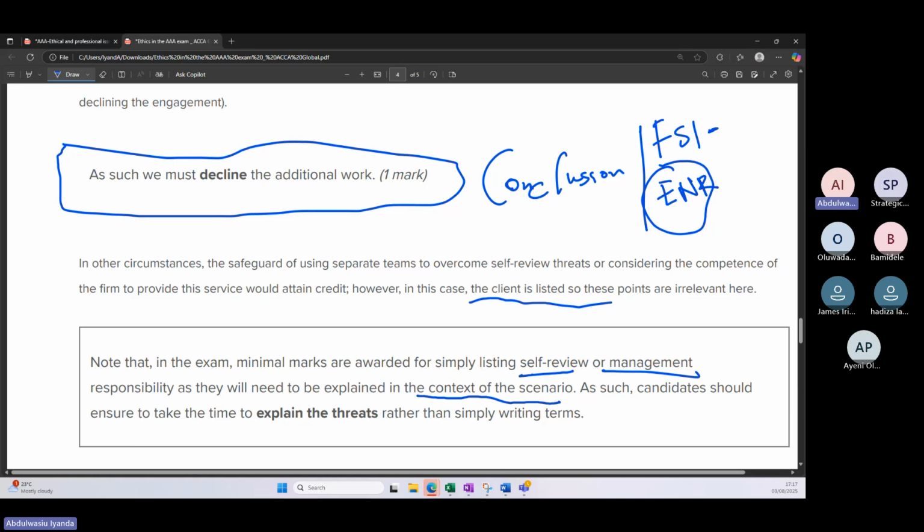Before you even think of something else that is not in the case, let that be the last resort. Just focus on what the examiner is providing for you. We know you are auditors, okay, that's fine, but focus on what you have.